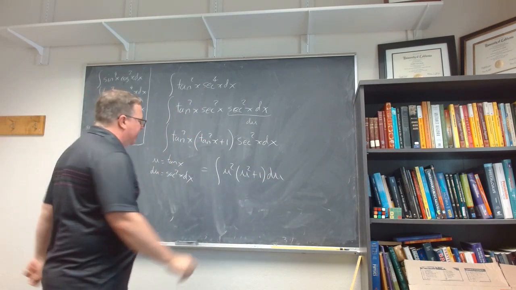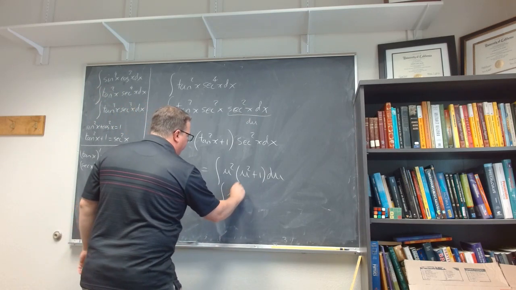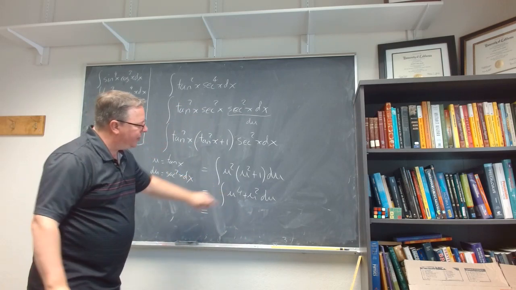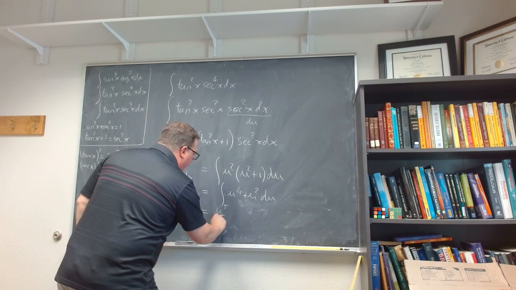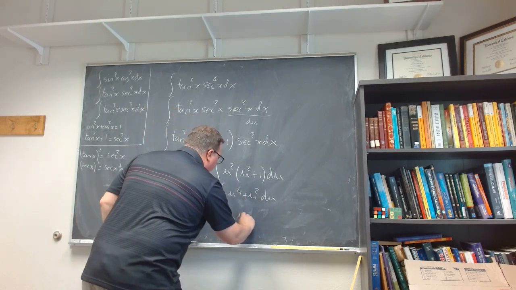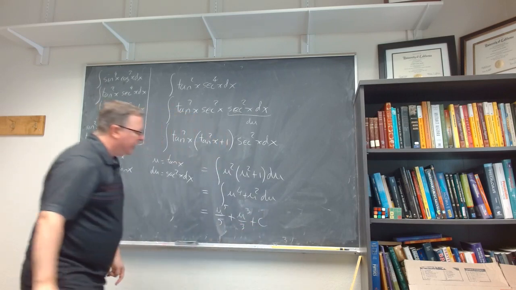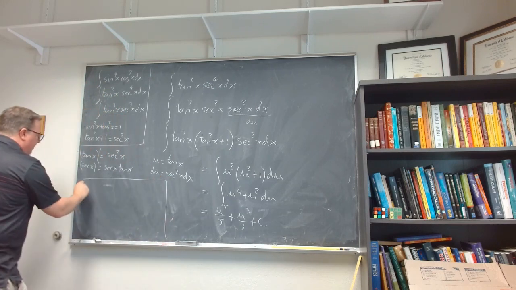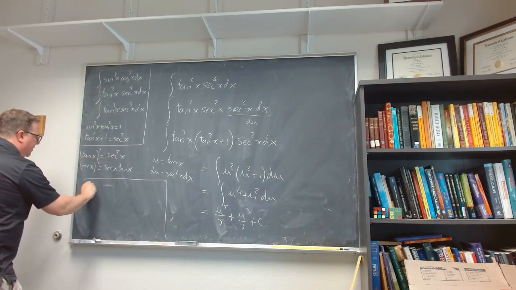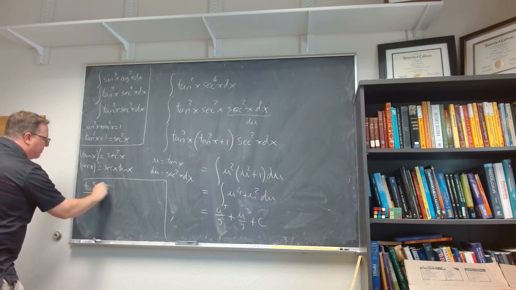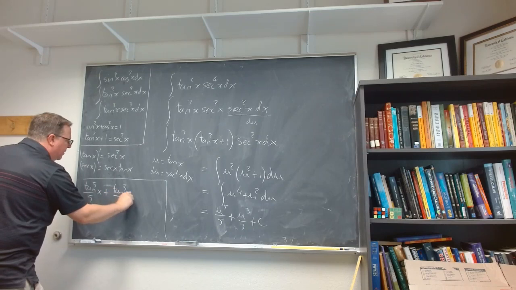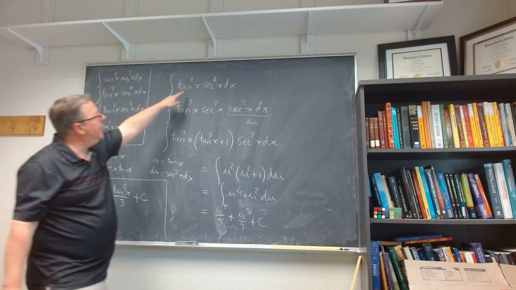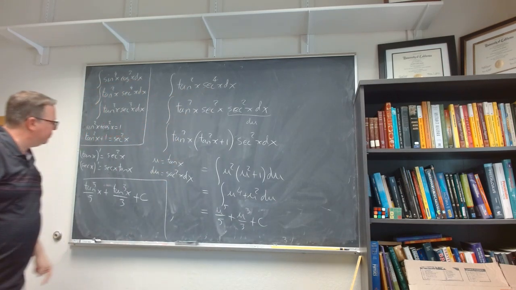Again, now we multiply out and use the power rule. So integral of u to the fourth plus u squared du. Integral of u to the fourth is u to the fifth over 5. Integral of u squared is u cubed over 3. And we back substitute to get our final answer as u as tangent. So tangent to the fifth over 5 plus tangent cubed over 3 plus c. So this is the antiderivative of tan squared x, secant to the fourth x dx.